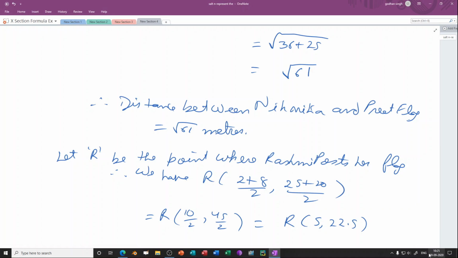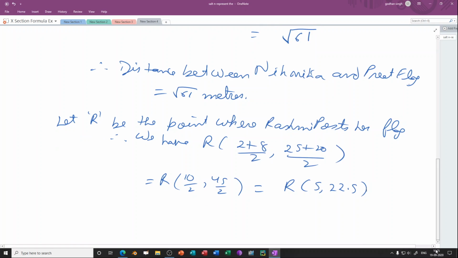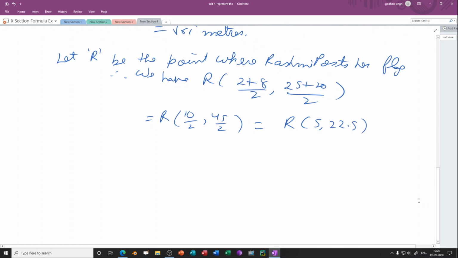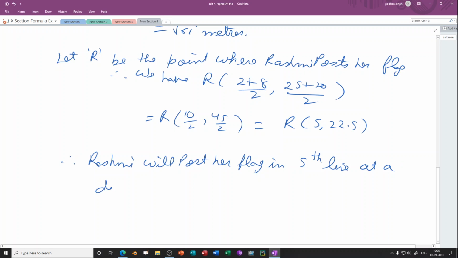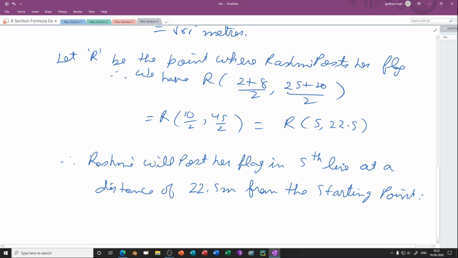So what is the meaning of this? If you see our earlier coordinates, this means that Rashmi will post her flag in the fifth line, at a distance of 22.5 meters from the starting point. So this is the answer of question number 3, and with this it is complete.